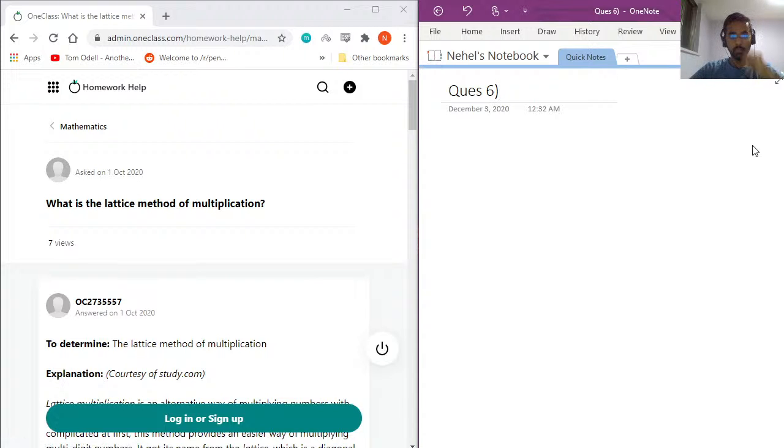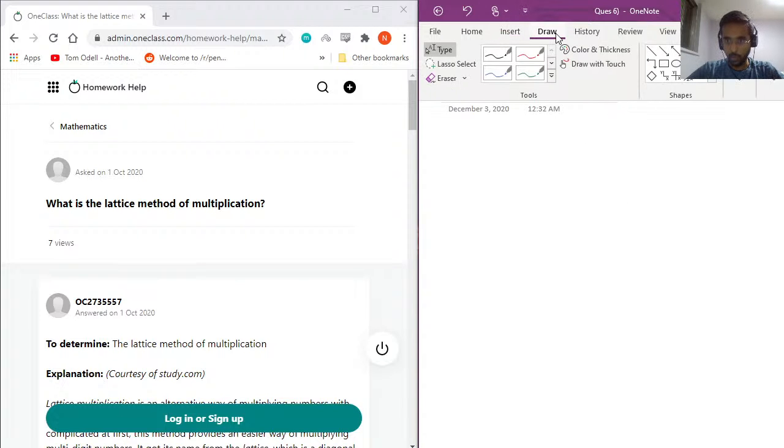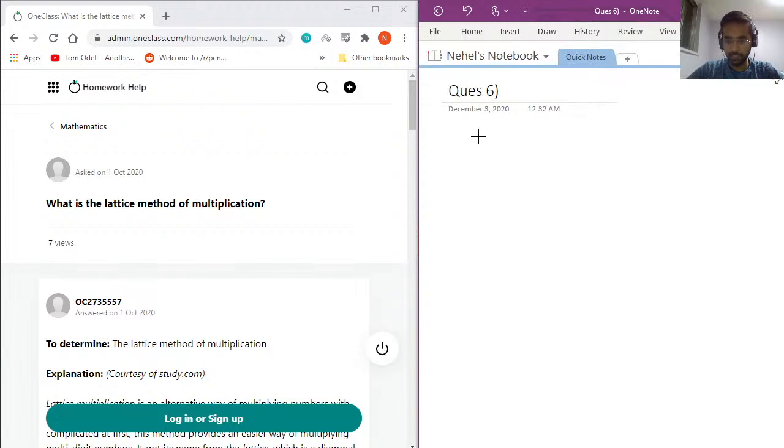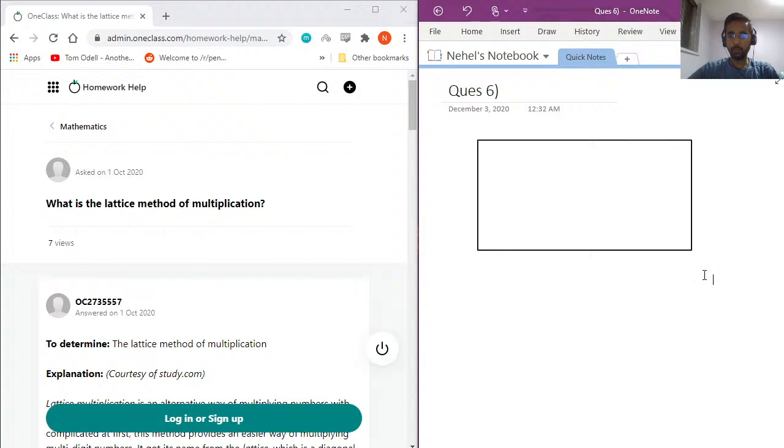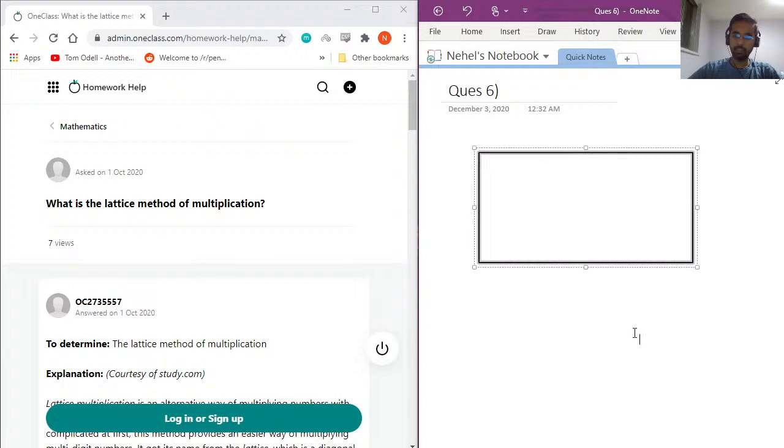Question number 6. What is lattice method of multiplication? So this is going to be a little bit of drawing required from my side, so please stick with me. So lattice method of multiplication can also be named as crisscross method of multiplication. So basically it's a more visual way of multiplying two numbers than the long multiplication formula.